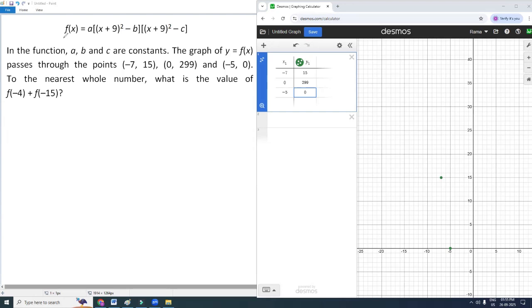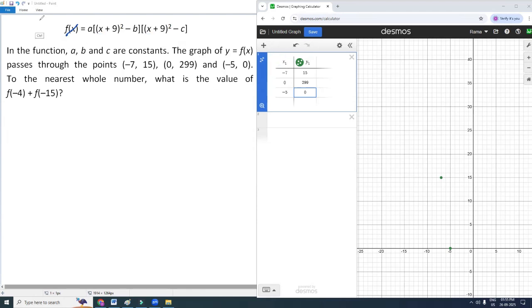Now we have to give the given function as input. But before that, we have to consider some things. Here we have x1 and y1. So when we give the function as input, instead of f(x), we have to take y1. For the equal sign, we have to use the tilde sign. And for each x, we have to use x1.